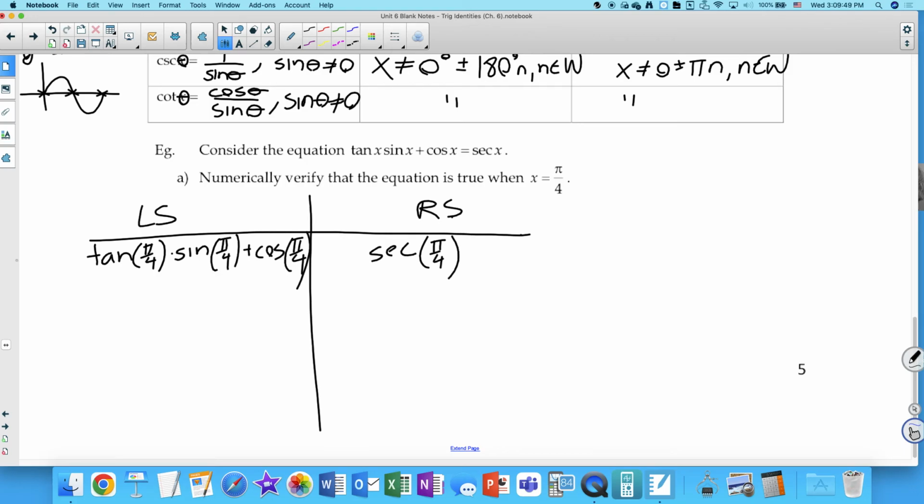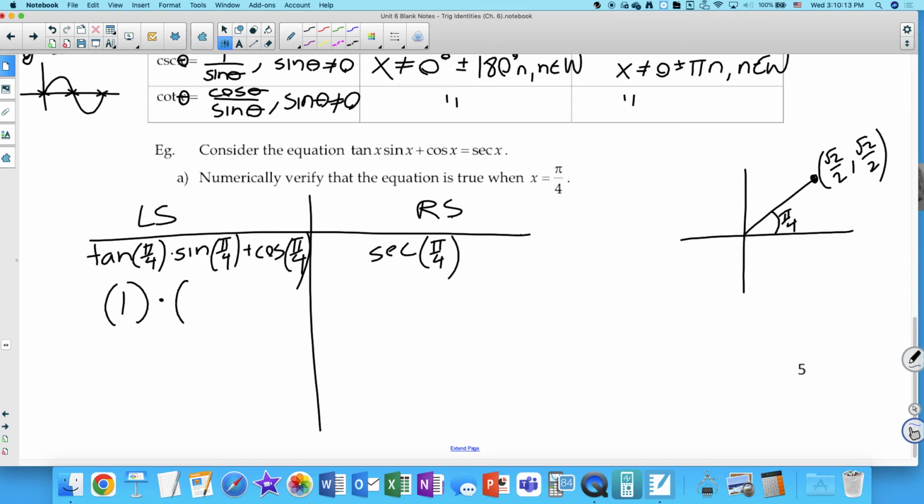To remember what these trig ratios are, you may want to visualize where that angle is. It's in the first quadrant. It's equivalent to 45 degrees. So this point is root 2 over 2, root 2 over 2. So the tan is y over x. That's going to equal 1 in this case because y and x are equal. So this is 1. Sine pi over 4 is root 2 over 2. Cosine pi over 4 is also root 2 over 2. So what we end up with is root 2 over 2 plus root 2 over 2. That means we have 2 of them.